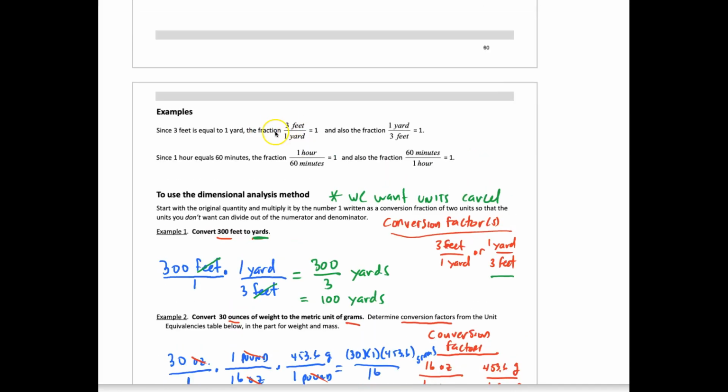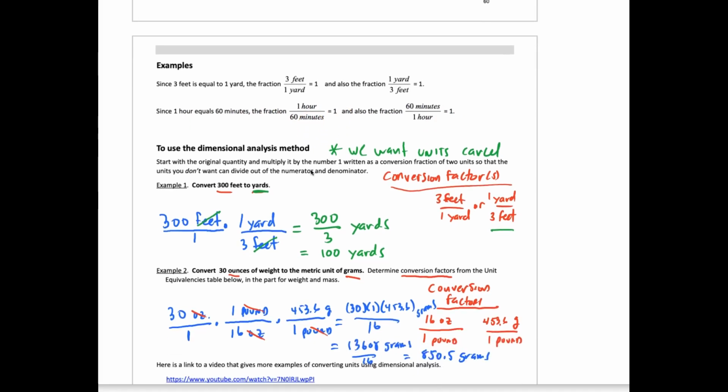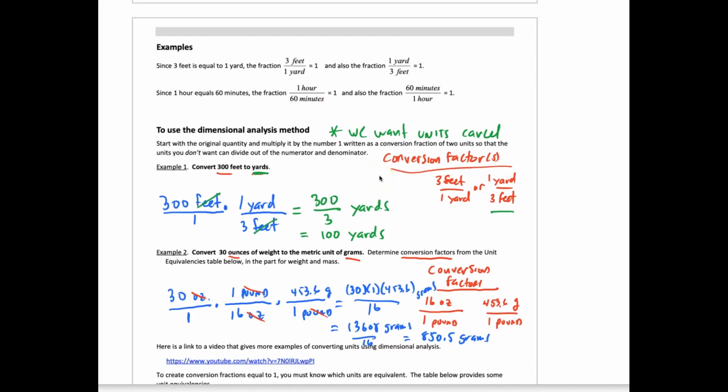One thing we do need to know is in these examples, when we look at these fractions, since 3 feet is equal to 1 yard, we can write a fraction like this here. 3 feet divided by 1 yard equals 1. We could also say 1 yard divided by 3 feet equals 1. And then you can see this example here. So we're going to use this type of representation to solve some of these problems.